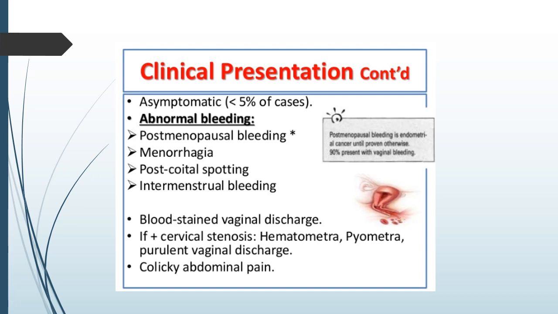90% of the patients with endometrial carcinoma present with postmenopausal bleeding. Although not all postmenopausal bleeding patients have underlying endometrial carcinoma. Only 5 to 10% of women with postmenopausal bleeding have an underlying gynecological malignancy. But we have to take this 5 to 10% very seriously.